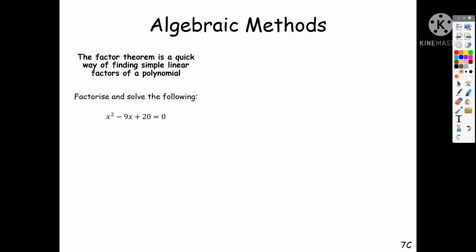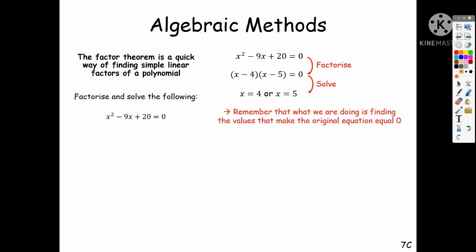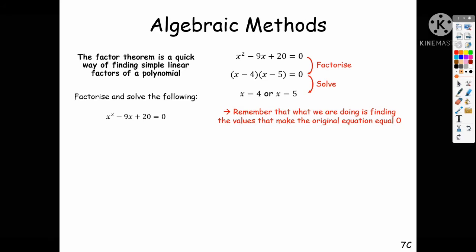For example, factorise and solve the following. x squared minus 9x plus 20 equals 0. This is a piece of cake to an A-level student, and you can quite see that we get x equals 4 as the solution and x equals 5 as the solution, okay? Remember, you can put those in your calculator, the Casio FX-991EX, because they do have a quadratic solver. You can do that, no problem. So remember that what we are doing is finding the values that make the original equation equal zero. They're the important bits here.